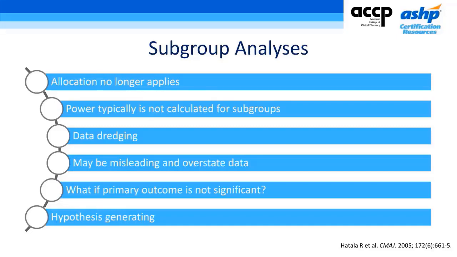But some things to think about when you are looking at the results for the subgroup analyses is that the allocation no longer applies. So the randomization that they had, the 2-to-1 for this example in the olaparib study, does not mean that they met that allocation for these subgroups. Again, along with that, the power typically is not calculated for subgroups. So if there is no difference between the treatment groups, it doesn't mean that one doesn't exist. It just means the study wasn't powered to detect it.